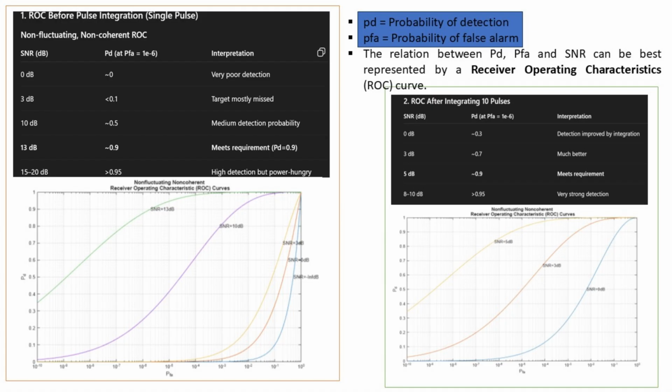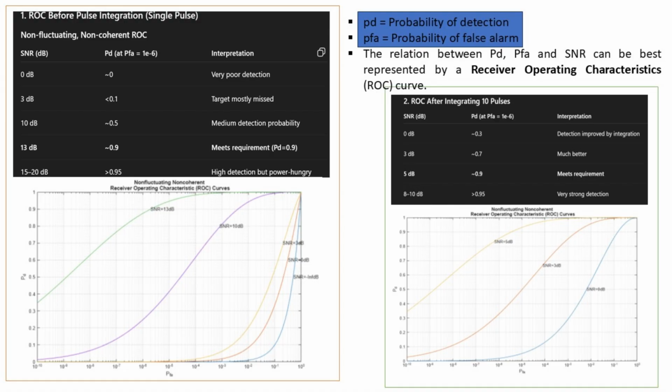The right table plus plot, 10 pulse integration, tell you: the right table and ROC show results after non-coherent integration of 10 pulses. After integrating 10 pulses, the required SNR to reach PD equals 0.9 at PFA equals 1 times 10 to the power of -6 drops to about 5 dB. The ROC curves move up. For the same PFA, the PD is much higher at low SNRs than in the single pulse case.